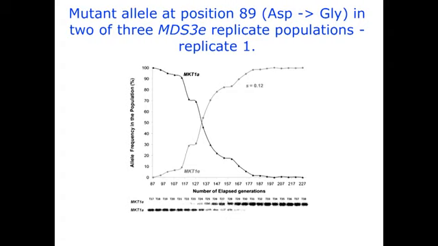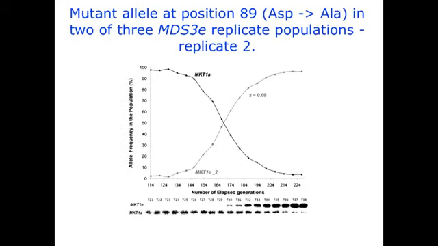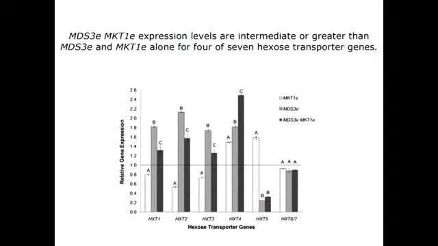So this is an aspartate to glycine change. We also had an aspartate to alanine change, practically the same thing. So this is the second replicate where the prediction was borne out, and not in the third. But that shows you can recapitulate this change. And why is it important? We think that there is an effect on the glucose transporters. So here, this is expression of transporter genes. And we think these first 4 are the most important ones.